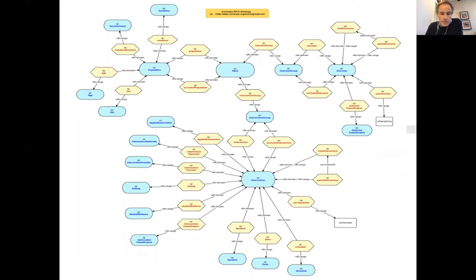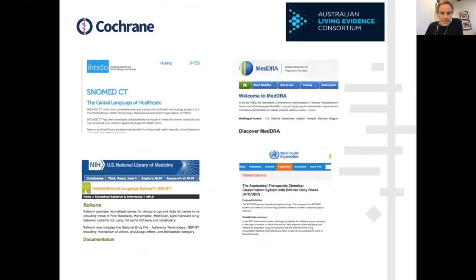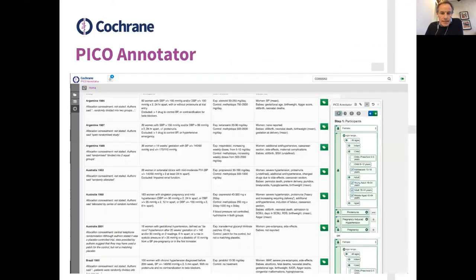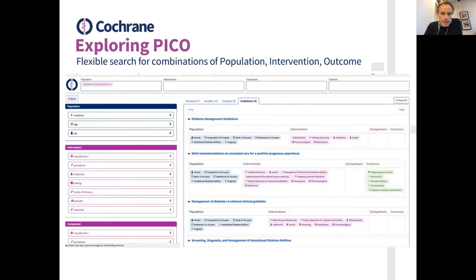So this is Cochrane's PICO ontology that characterizes the structure of the knowledge relevant to health systematic reviews. That's linked to a number of controlled vocabularies. Many of these I think will be familiar to you: SNOMED CT, MedDRA, ATC, RxNorm, and many others. And we've built an infrastructure that enables us to curate metadata of all of those research assets that are within the Cochrane sphere, which then enables much better discoverability of those assets.